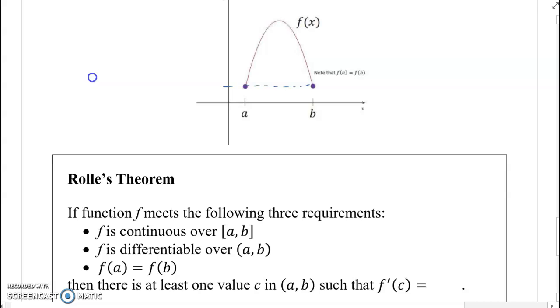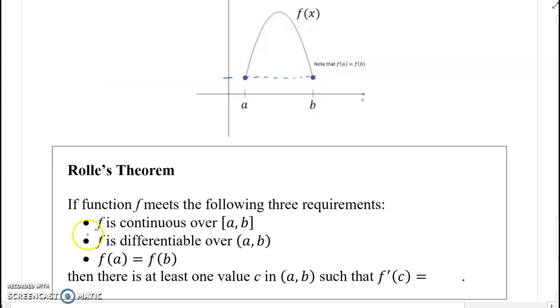If you take a look at what's going on here, we have the same original two requirements. F is continuous over the closed interval, and F is differentiable over the open interval. And we have this third requirement that the y values of the endpoints are the same. Well, this is the same theorem. This is still the mean value theorem, but let's think about what the average rate of change is.